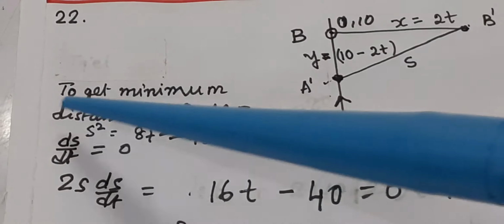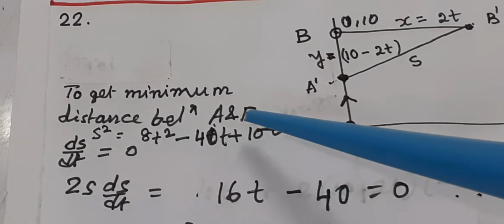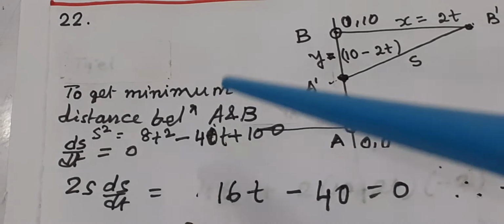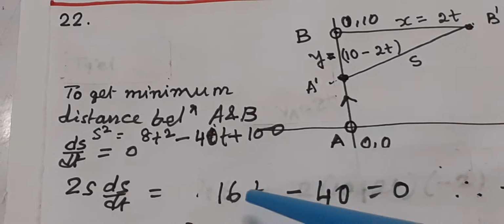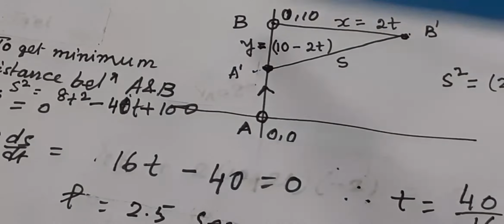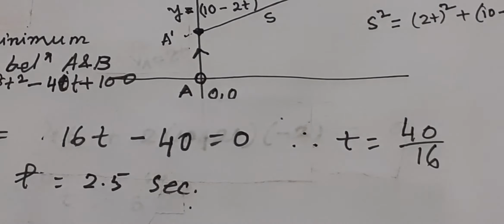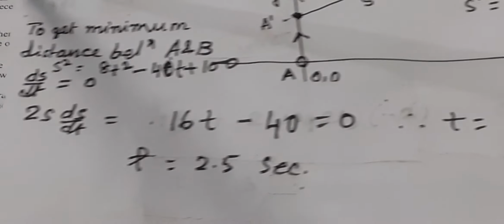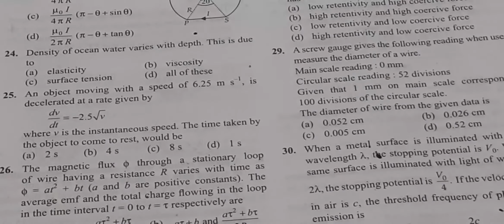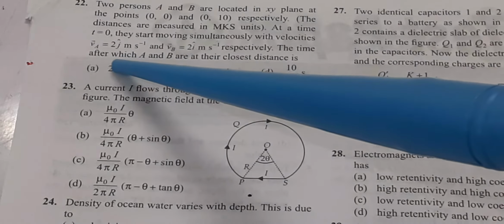That means differentiating this one, ds by dt, will be equal to 0 to get that minimum distance. That means differentiation of this one means 16t minus 40 equals 0. That means t will come 40 by 16, that means 2.5 seconds. Later you will get this situation. Our answer will be this one only, 2.5 seconds. A is the choice here.